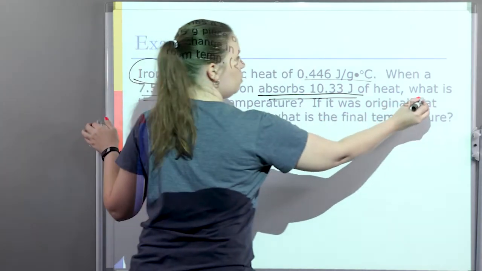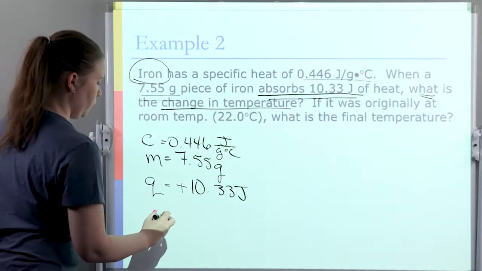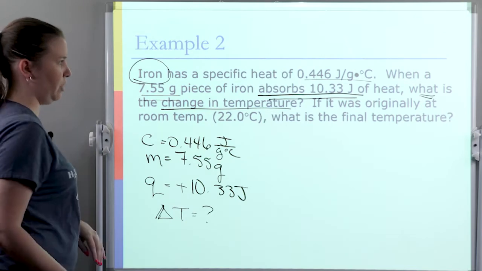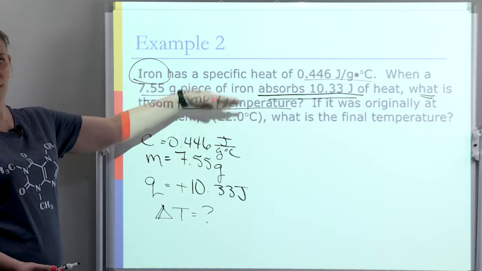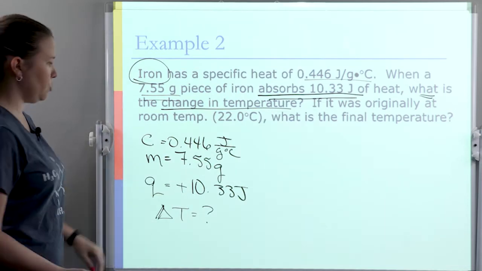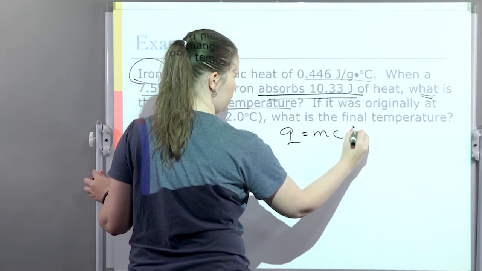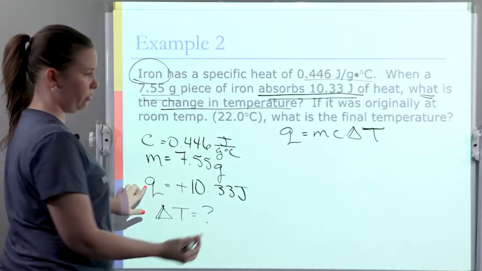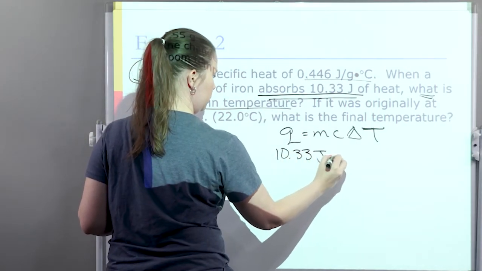Now we're looking for what is the change in temperature. So that means I'm solving for delta T. That is my question mark. And then the next sentence actually gives me one temperature and asks for the other. So let's take this one step at a time though. First, Q equals MC delta T, always writing down the formula. Then I'm going to plug in the Q, the positive 10.33 joules.